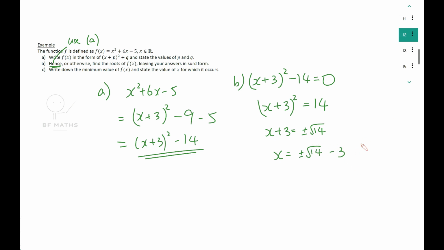So this one looks a bit weird. How do I write it a bit neater? You can put the minus 3 in the front. That probably looks slightly neater. Slightly, just slightly.